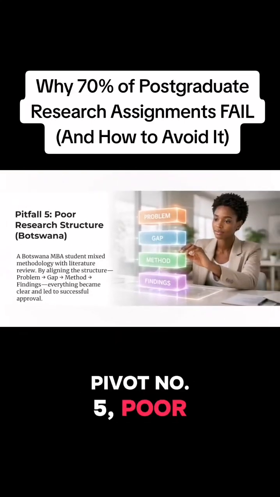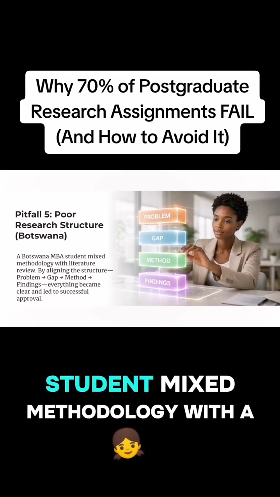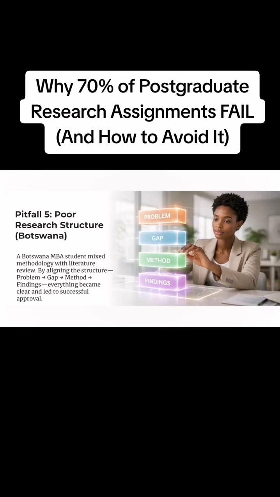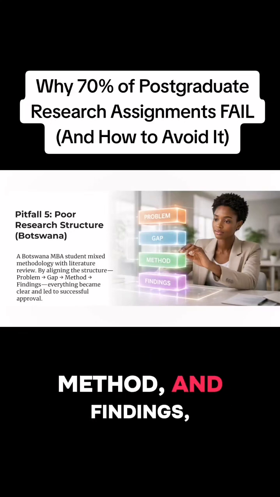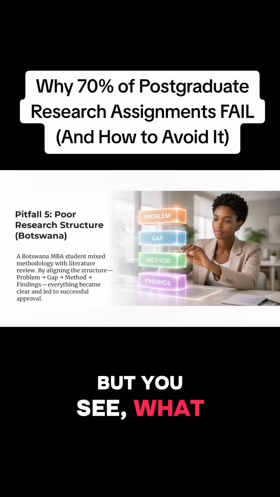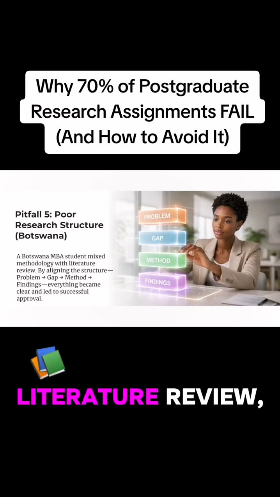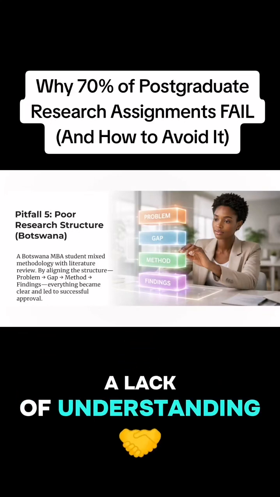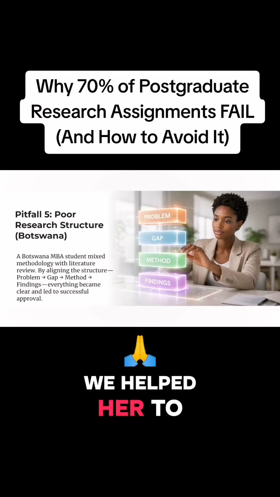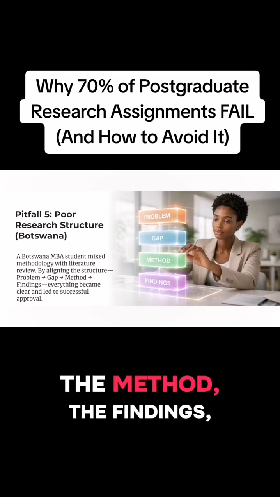Pitfall number 5, poor research structure. Let's go to Botswana. A Botswana MBA student mixed methodology with literature review. By aligning the structure, problem, gap, method, and findings, everything became clear and led to successful approval. But you see, at first, these students just mixed together the methodology and the literature review, which means there was a lack of understanding of the research structure. But after coming for mentorship, we helped her to say, look, you need a clear structure: the problem, the gap, the method, the findings.